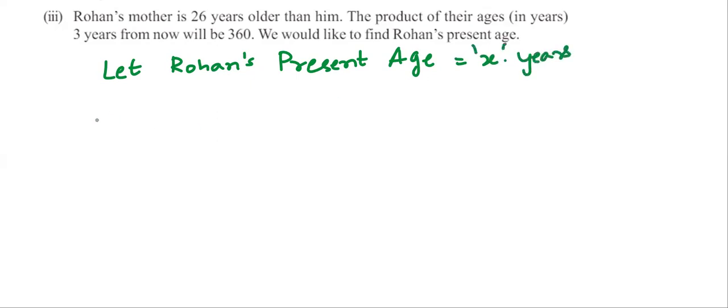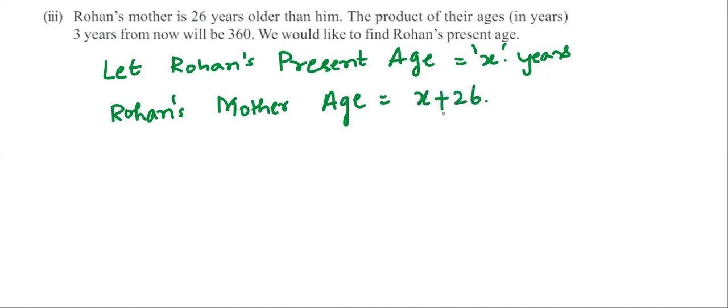Now, what will be his mother's age? Rohan's mother is 26 years older than him, so it will be x plus 26. That is, she is 26 years more than Rohan. So that will be x plus 26 years. These are the ages.